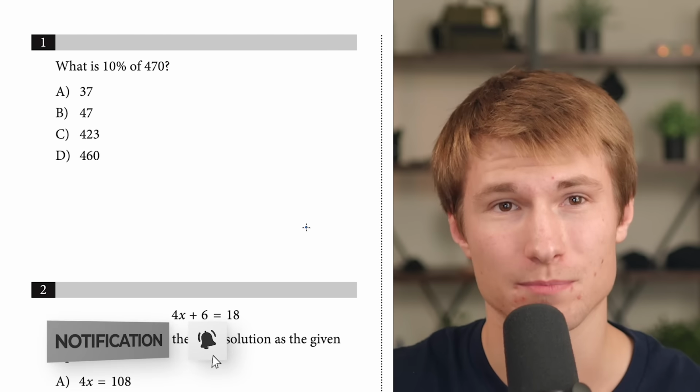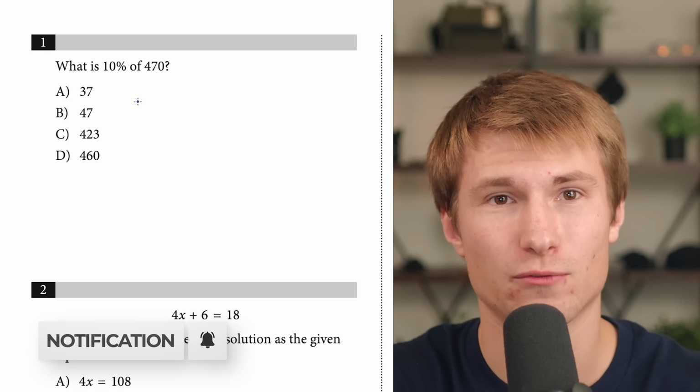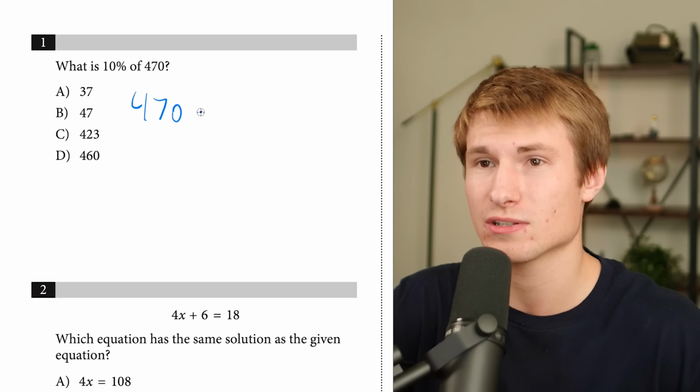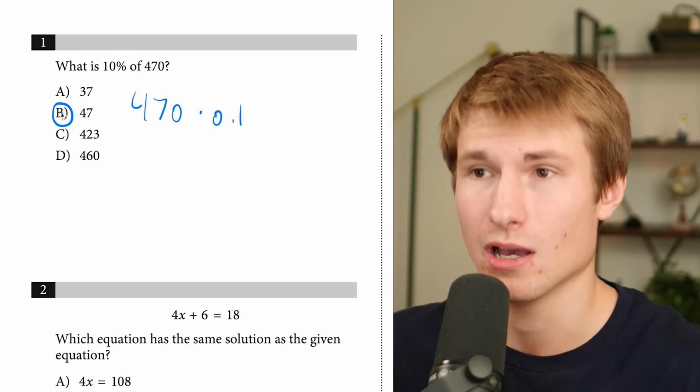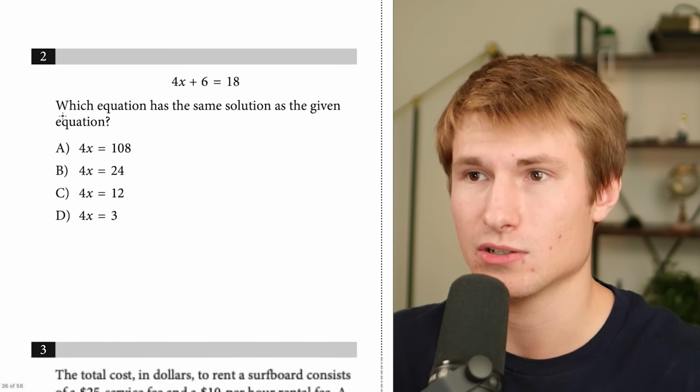Let's go ahead and get started with question 1. Question 1 states, what is 10% of 470? To solve this, all we have to do is take 470 and multiply it by 0.1. That'll give us our answer of 47, which is B. So let's go ahead and move on to question 2.